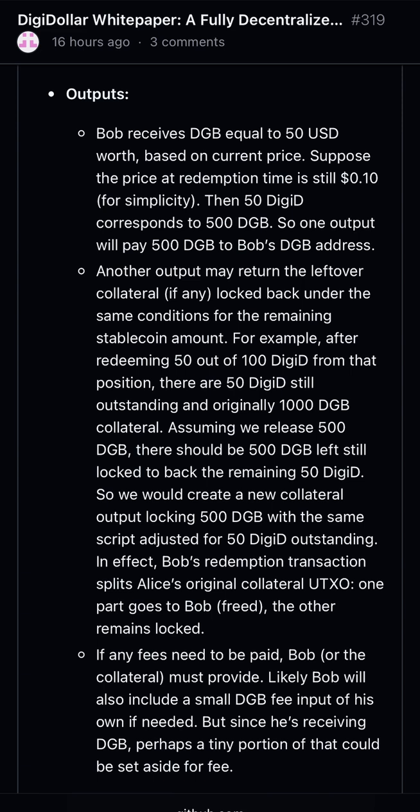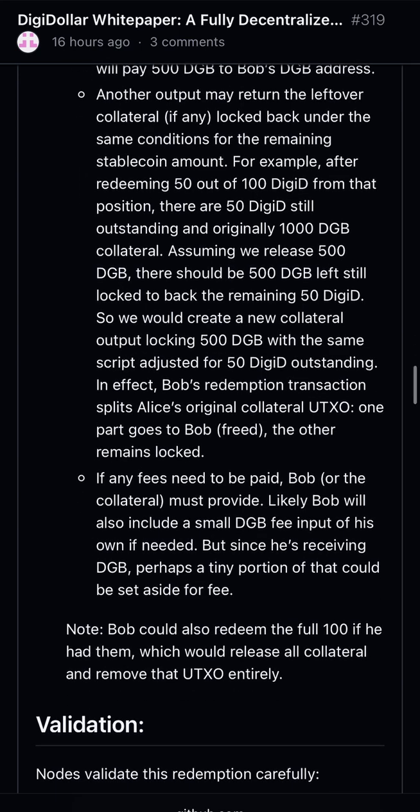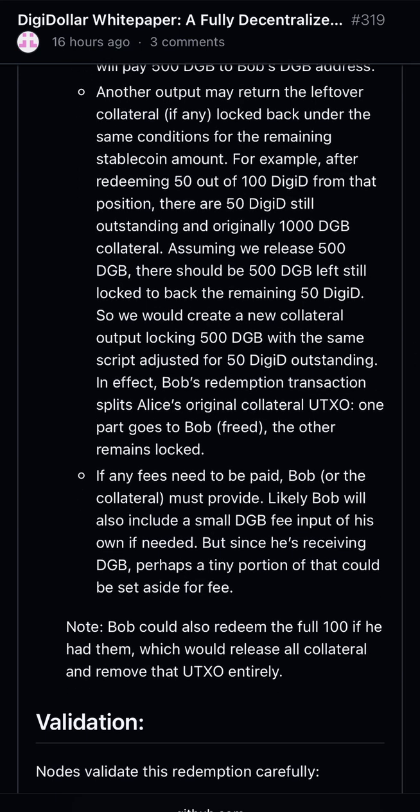Suppose the price at redemption time is still 10 cents for simplicity. Then 50 DigiDollar corresponds to 500 DGB. So one output will pay 500 DGB to Bob's DGB address. Another output may return the leftover collateral, if any, locked back under the same conditions for the remaining stablecoin amount.